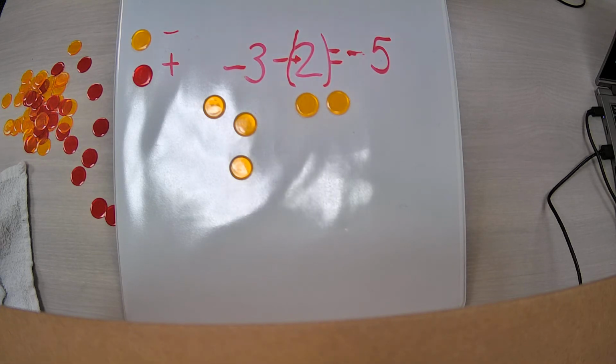Now, you may have noticed in this problem that we simply added the opposite. So negative 3 minus a positive 2 equals negative 5 can also be written as negative 3 plus a negative 2 equals negative 5.